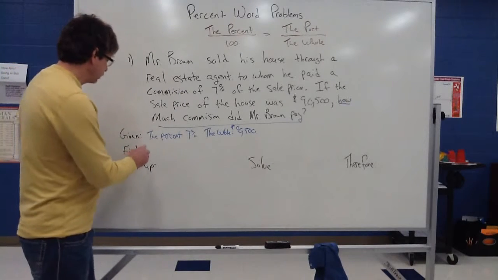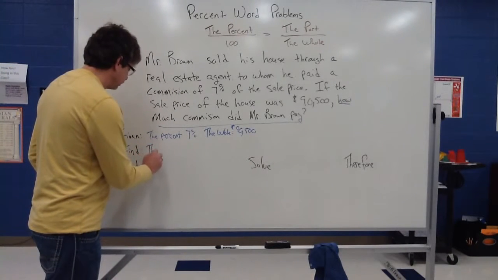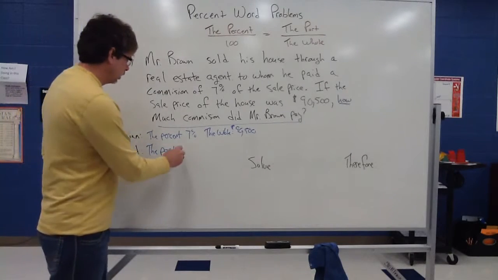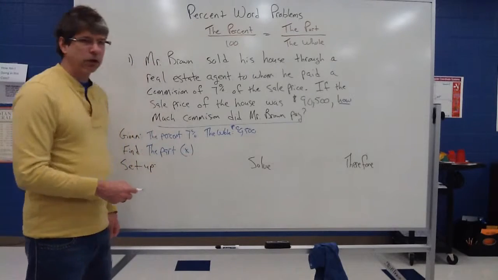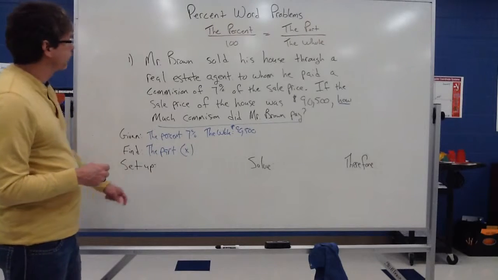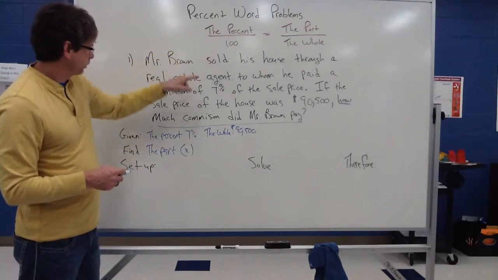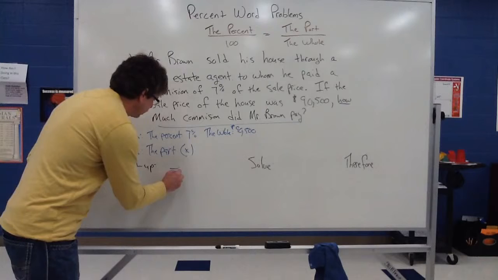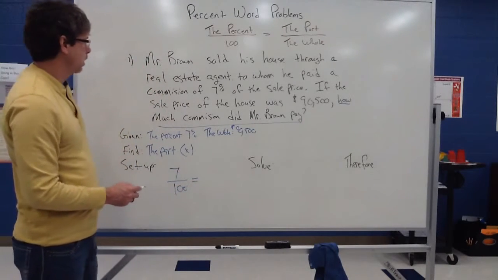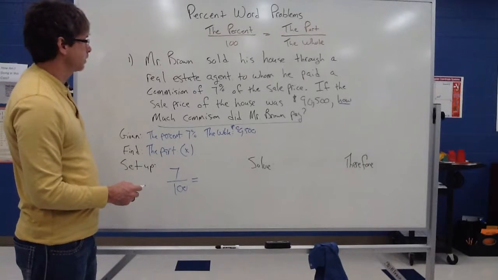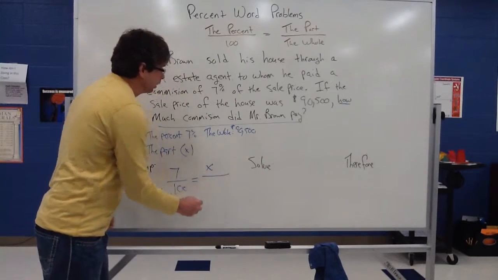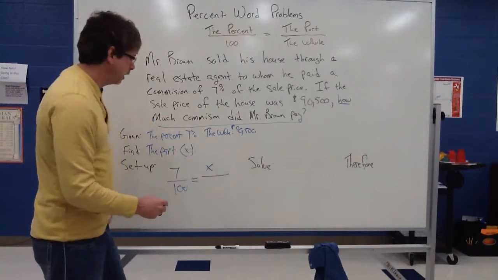What we're trying to find is the commission, which is the part. So in this case, the part is what we're looking for. So in this problem, that's going to be our x. That's the unknown. So here's our setup. We put the percent over 100. So we have 7%, so it goes 7 over 100. And that's going to equal then the part, which we do not know, that's going to be our x, and the whole we've identified as 90,500.